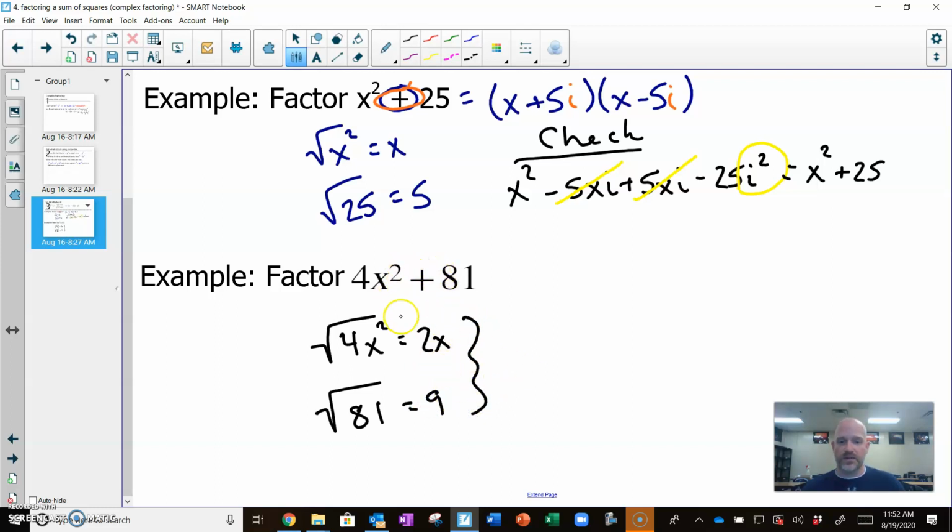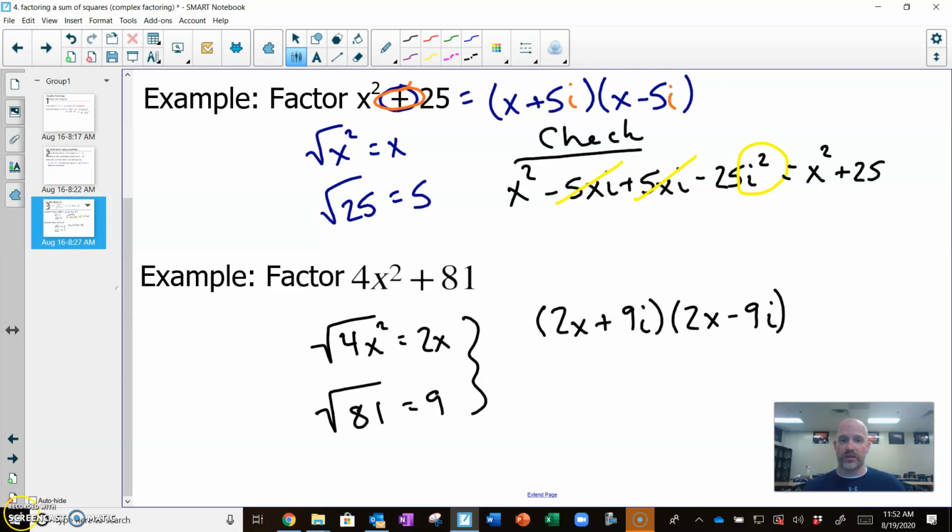Because this is a sum of squares, I know that I'm really going to be dealing with plus 9i and minus 9i. But this will factor into 2x plus 9i, and then its conjugate, 2x minus 9i. Because 2x times 2x gives you 4x squared. Positive 9i times negative 9i gives you negative 81i squared, which is really positive 81. And because these are conjugates, those middle terms are going to undo each other. Okay? So we should be good to go.